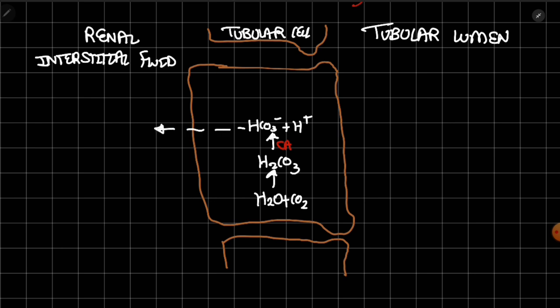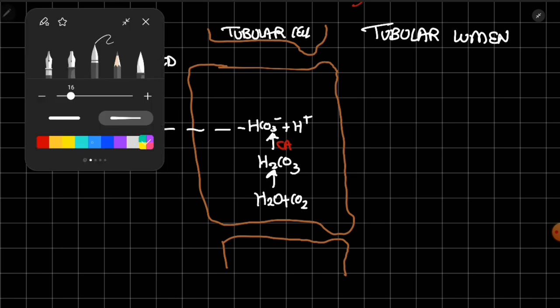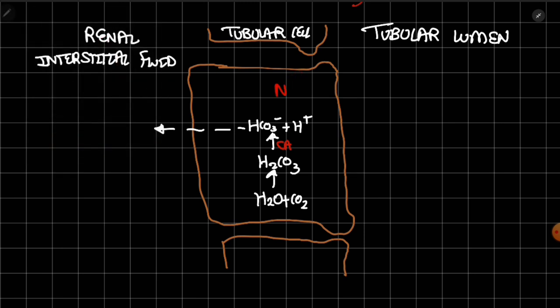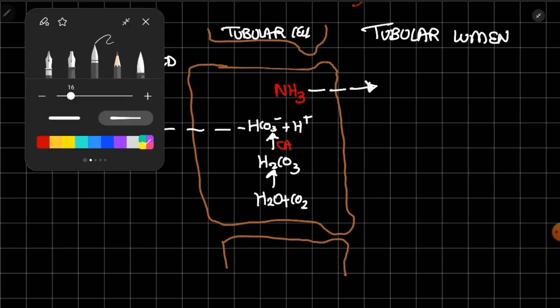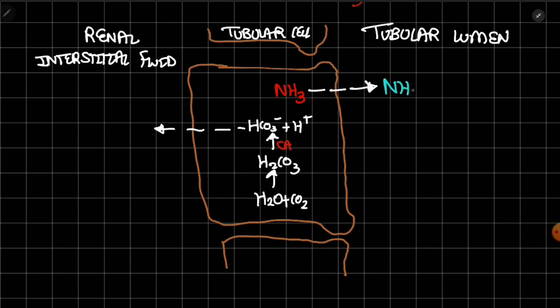Now what is the buffering agent here? The buffering agent here is NH3. And from where do we get this NH3? We get the NH3 from the tubular cell itself, from metabolism. The NH3 is passively secreted into the tubular lumen. So NH3 comes here, and the tubular lumen already contains Cl minus.